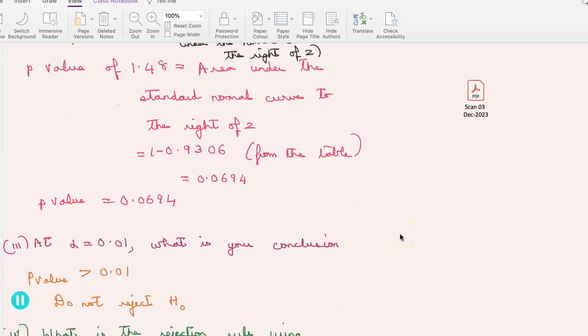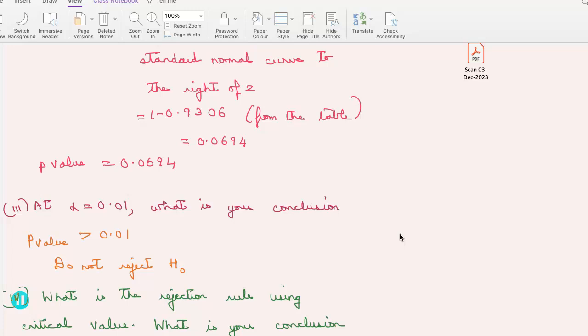If alpha equal to 0.01, what is your conclusion? So p-value is 0.0694, which is greater than 0.01. So we do not reject H0. That's the condition. If p-value is greater than alpha, we don't reject it.